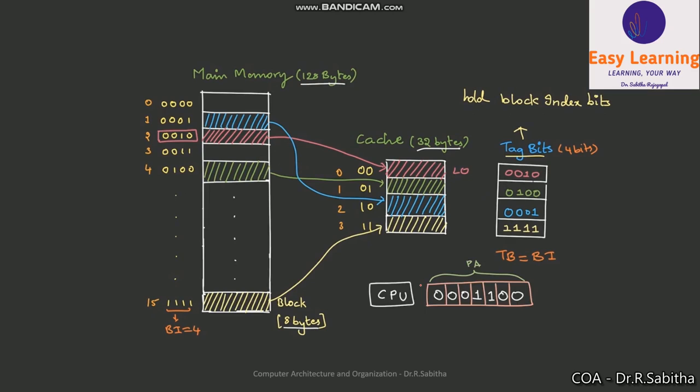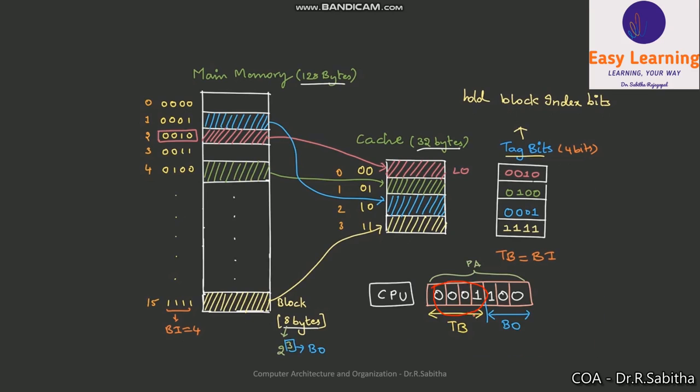Now if the CPU is giving a physical address, let us decode how it happens. The physical address contains two components. One will be your block offset and the other is your tag bit, which is nothing but your block index. Okay, so we are going to check 0001 with the tag bits. Since we don't know in which line the block is present, we have to compare the tag bits of your physical address with each and every tag bit.